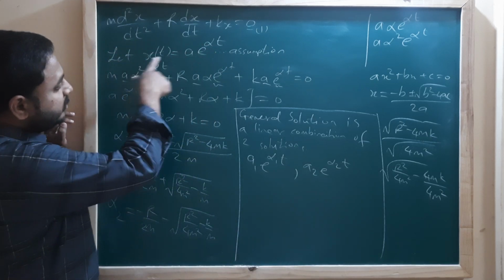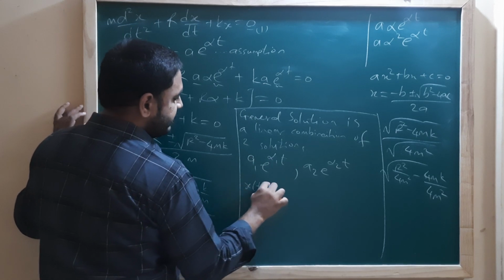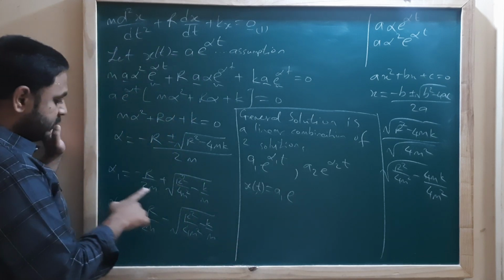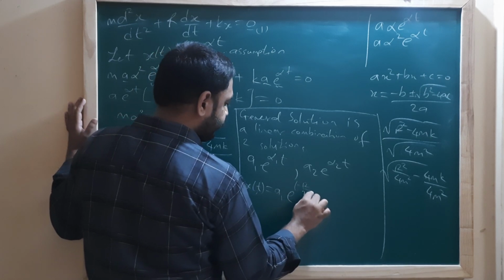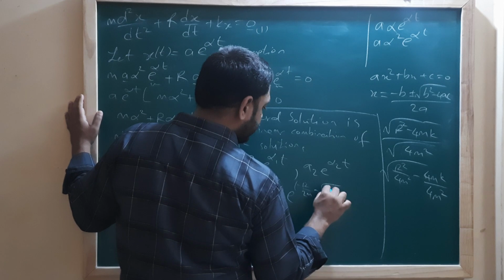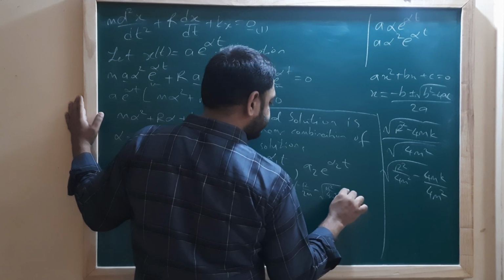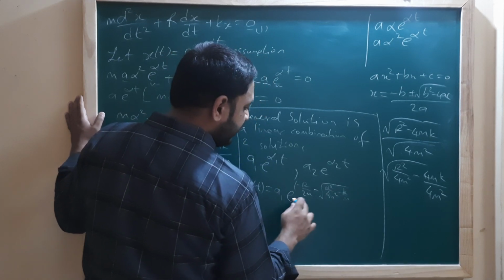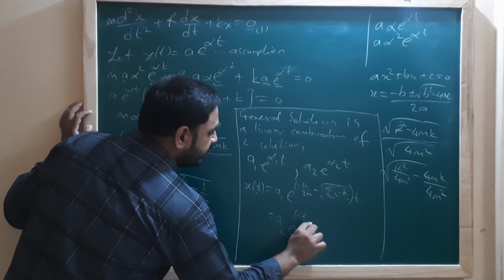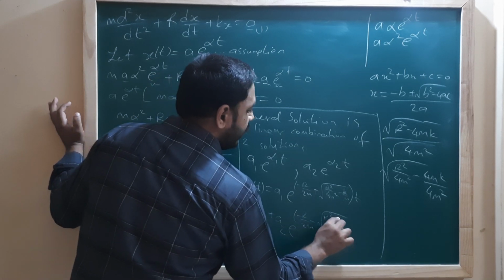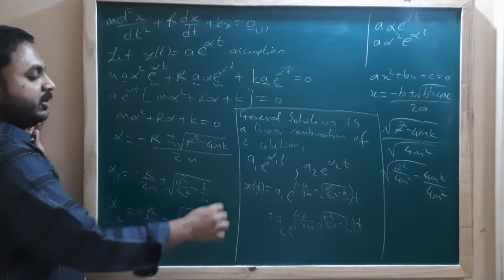So finally your solution will become x of t is equal to a1 e raised to, this entire thing is alpha 1, so e raised to minus r by 2m minus square root of r square by 4m square minus k by m, into t, plus a2 e raised to minus r by 2m, sorry, this is plus, this is minus, r square by 4m square minus k by m, into t. So this will be your solution.